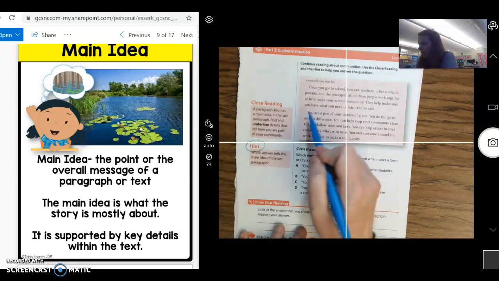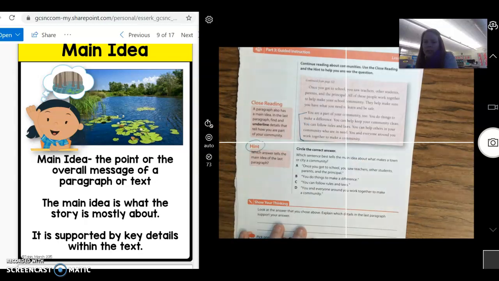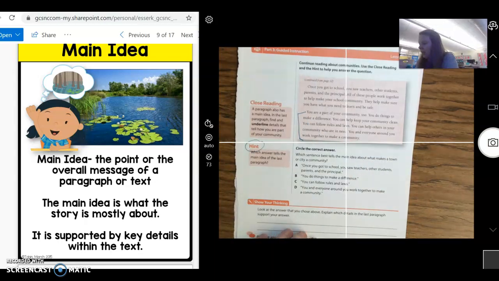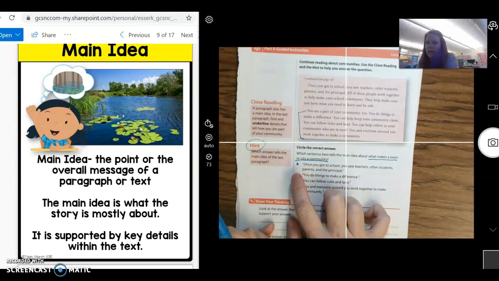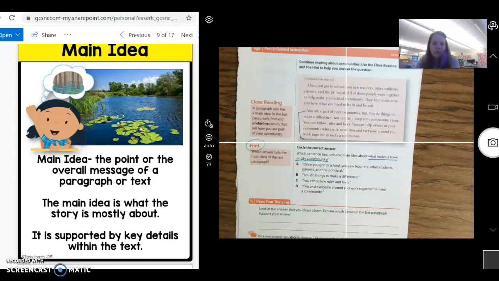So that was a hint. So our hint is that whatever our answer is going to be, it's going to be in the last paragraph. So the question is, which sentence best tells the main idea about what makes a town or city a community? So pause the video and either pick A, B, C, or D for your answer, and then come back to see if you're right.